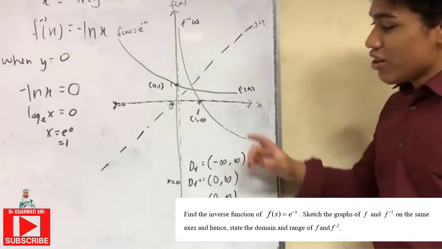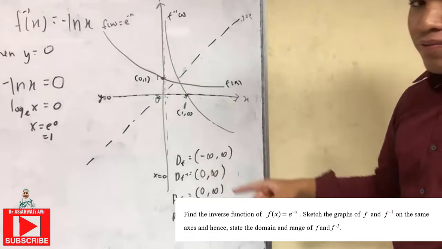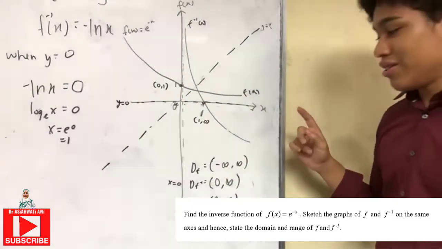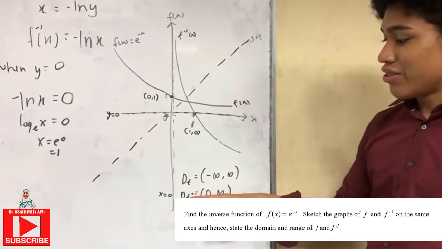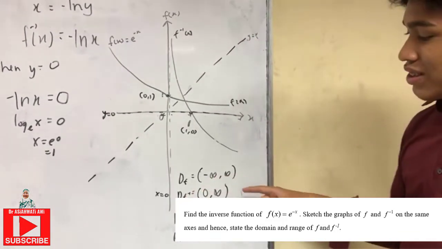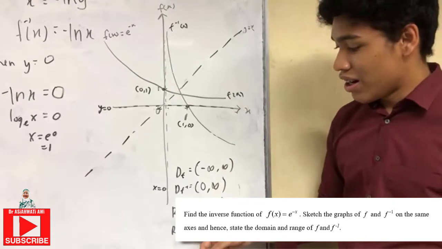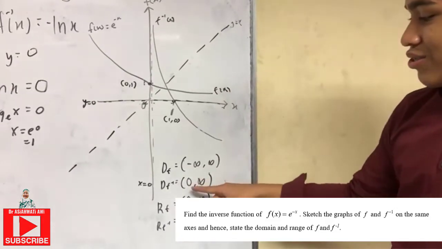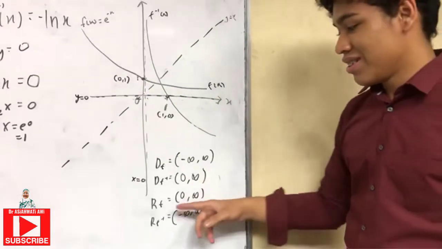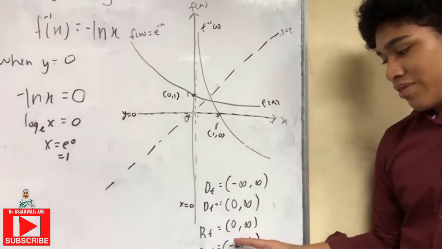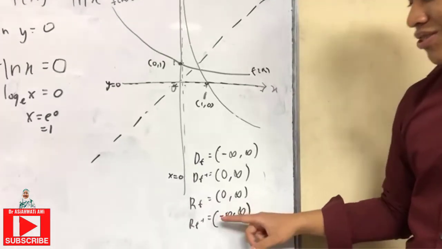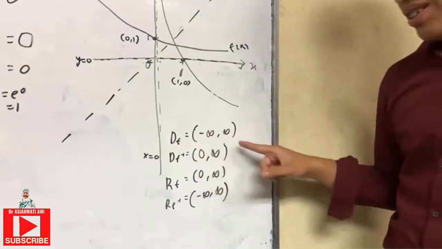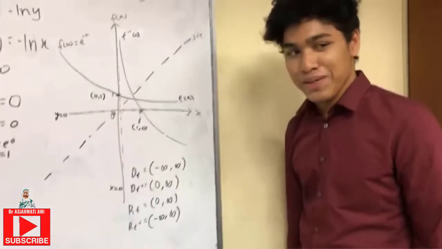Okay. So kita nak cari domain untuk f je. Kita dapat negative infinity to infinity. So kalau domain untuk f inverse sama je dengan range of f kan. Range kan. So (0, infinity). So kalau range f inverse, so kita akan dapat negative infinity to infinity, sama dengan domain f kan. So sama dengan dia terbalik. Okay. Yeah.